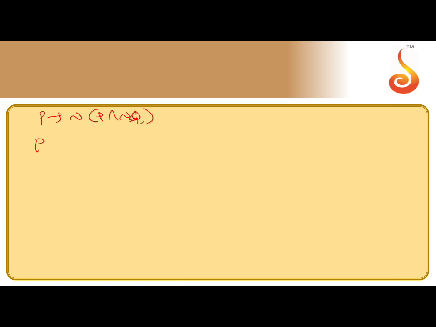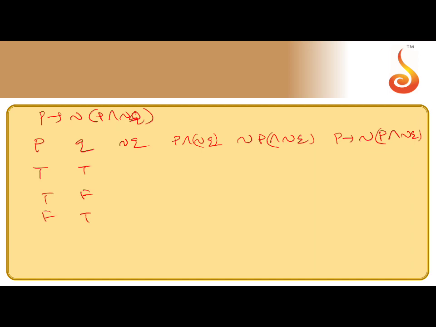So prepare the table P, Q. What is required? Negation of Q is required. So next P and negation of Q required, and negation of P and negation of Q required. Finally P implication of negation of P and negation of Q. These are the things which we require. First, these are the common TT, TF, FT and FF. So negation means opposite of Q: false, true, false, true.